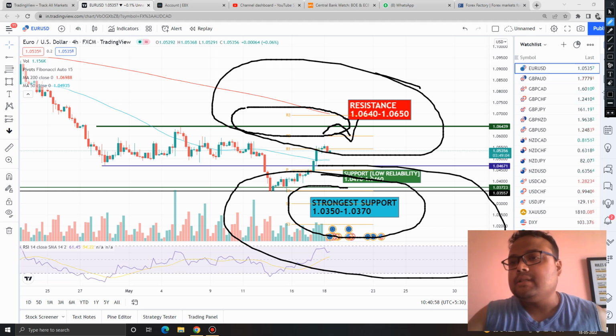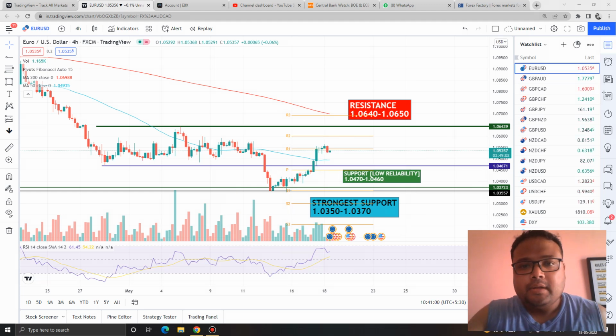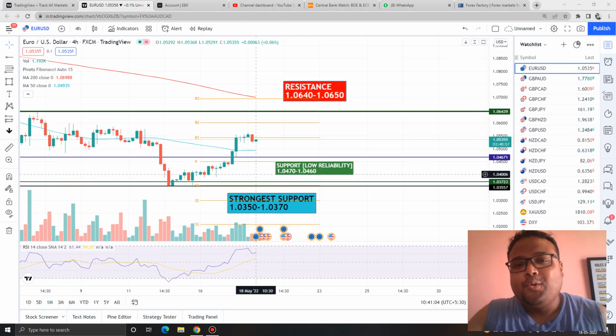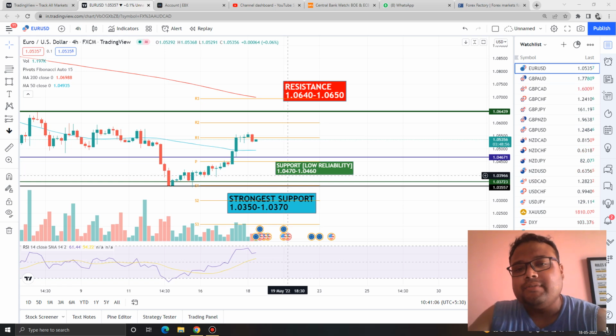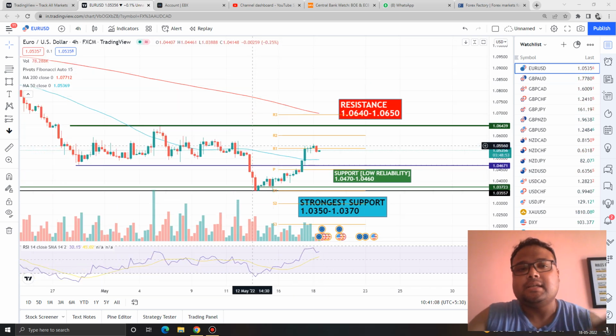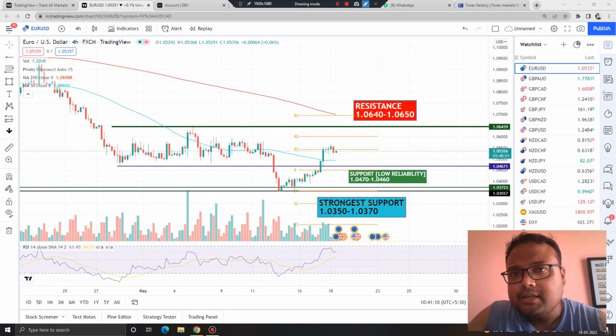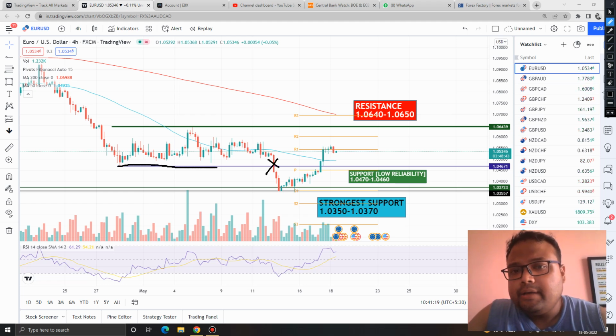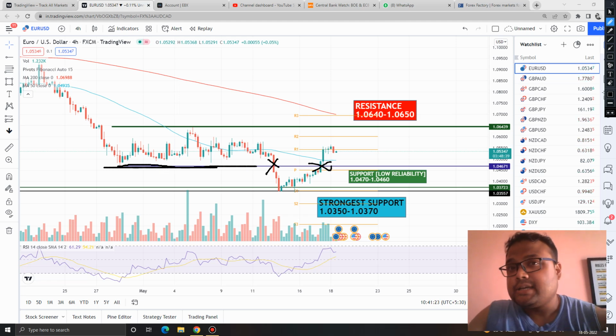Apart from these two levels, you can see that I have also mentioned another level here, 1.0470 to 1.0460. Why have I marked this level? Let me tell you. First of all, price has shown rejection around this level previously. The market broke the level here, but previously the market has shown price rejection from this level. Try to understand.